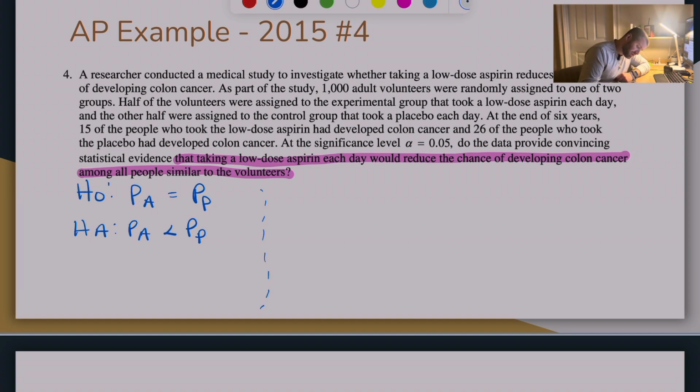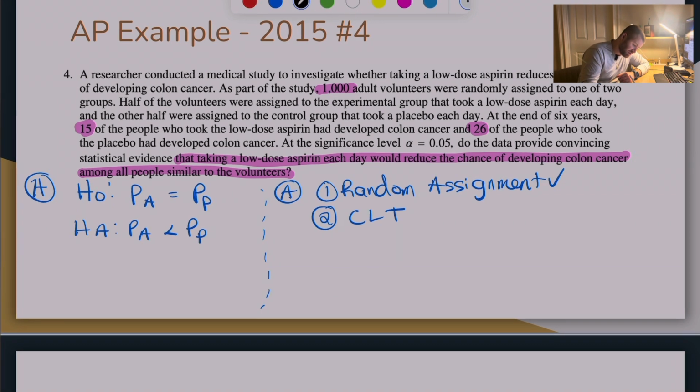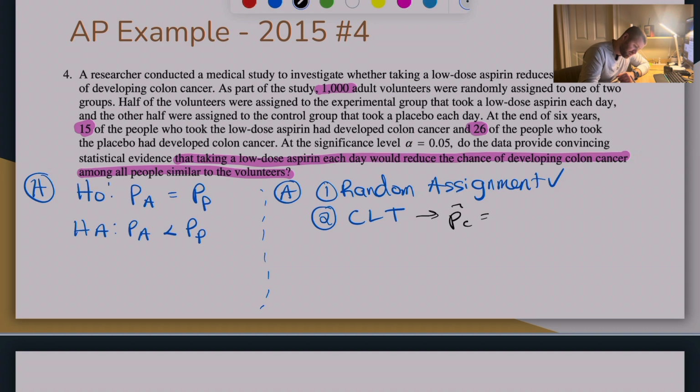So here are my hypotheses. When I look at my assumptions, I have random assignment, which is what I need. And then now, again, just like with a two proportion z-interval, I like to make myself a table. But the first thing I'm going to do is calculate my combined proportion. Now, in this case, it's very easy. It's your total colon cancer cases over your total sample size. So in this particular case, my combined proportion is 41 over 1,000.